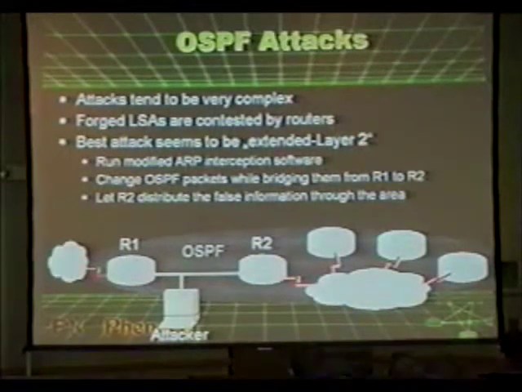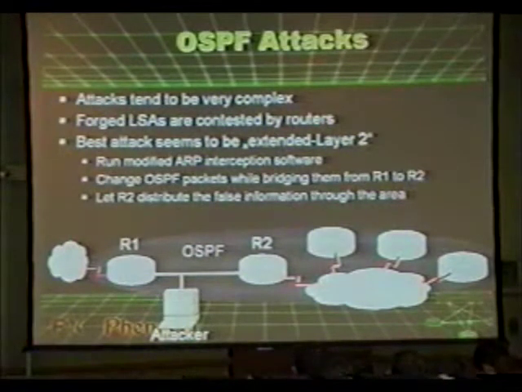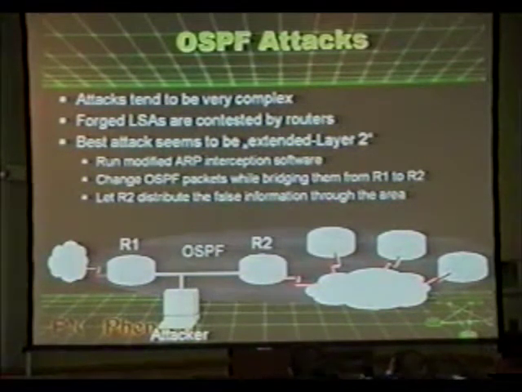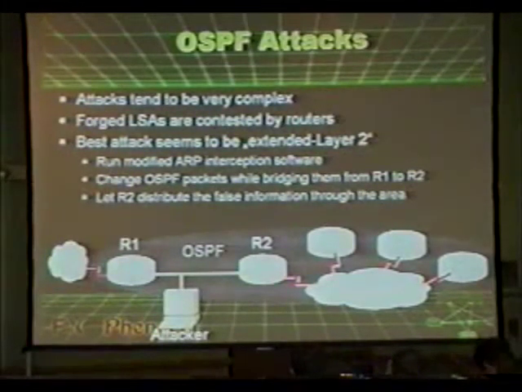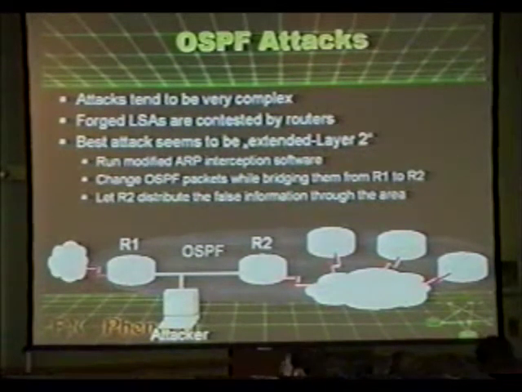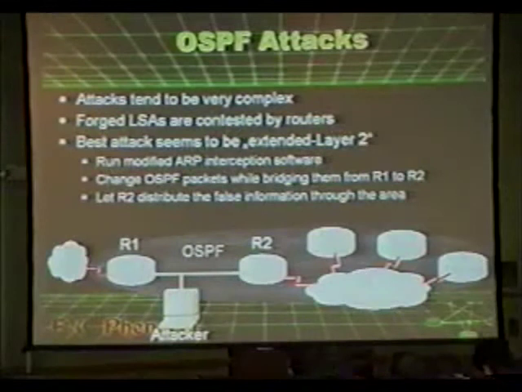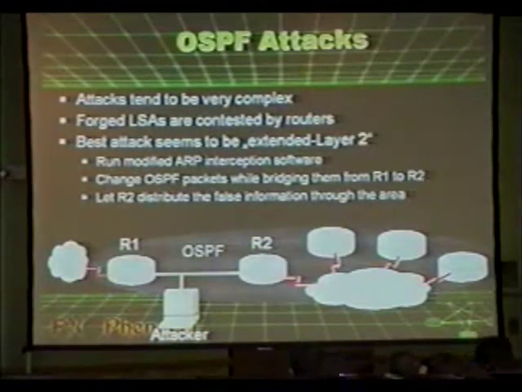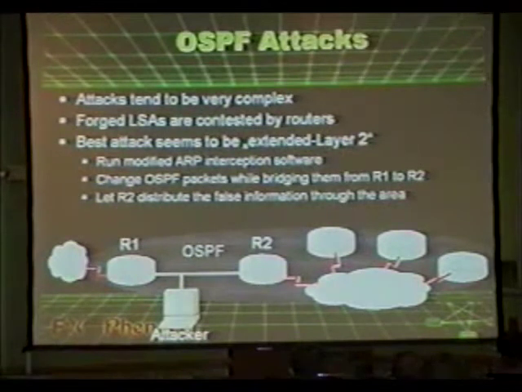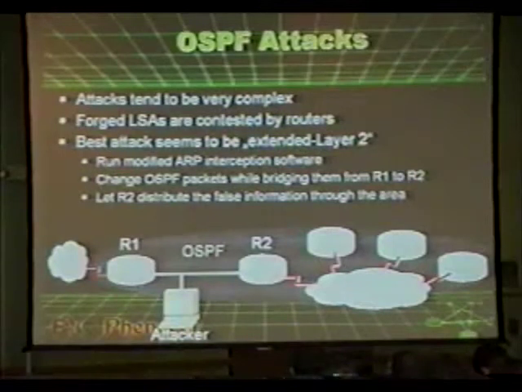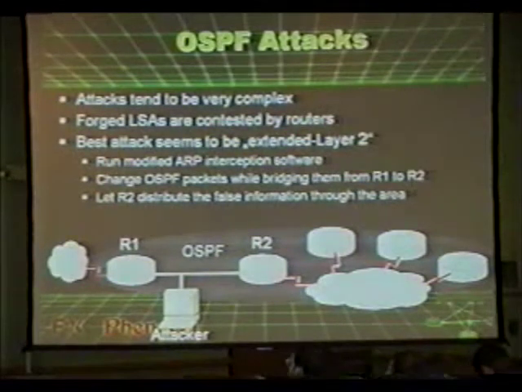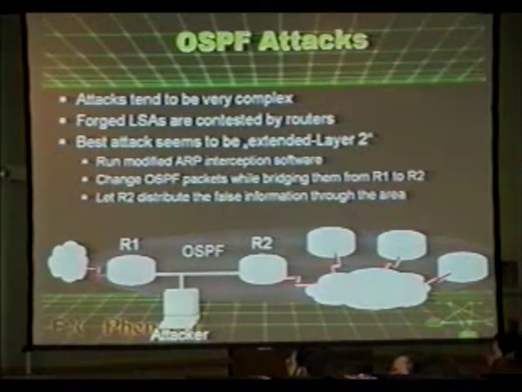So how do we attack this? There are several possible attack ways. I chose one that's more interesting because it's a combination of layer 2 and layer 3 attacks. We spoke about that the attacker is able to decide forwarding and is able to modify the IP traffic. So what are we going to do? Since forged LSAs are often contested by the router, they have a mechanism called fightback. So if you just introduce false information, the routers will cry around and say, hey, he's a hacker.